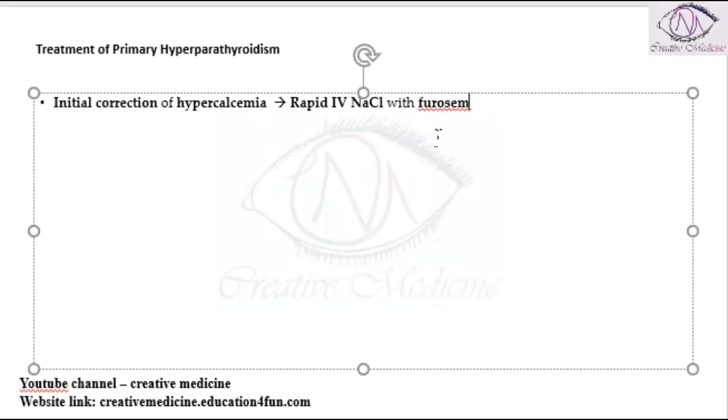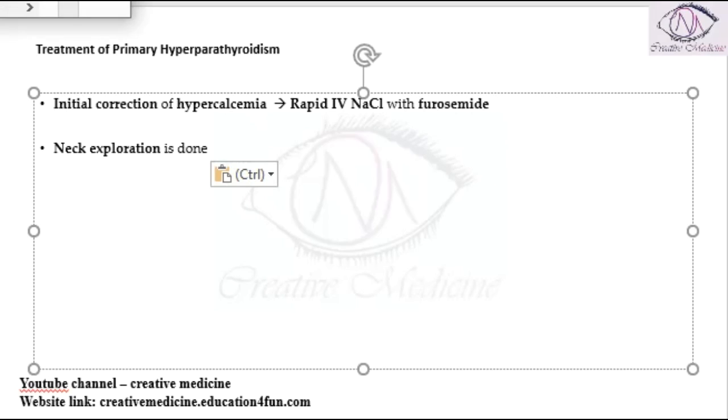rapid IV NaCl or sodium chloride, which can be used with furosemide, followed by which we can also do a neck exploration. But how are you going to treat on neck exploration? The treatment depends upon the disease in the parathyroid.